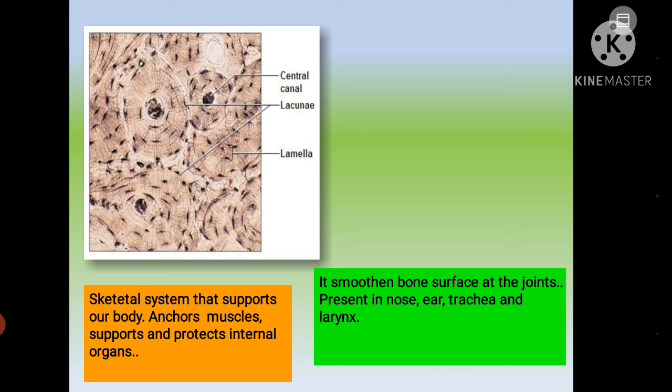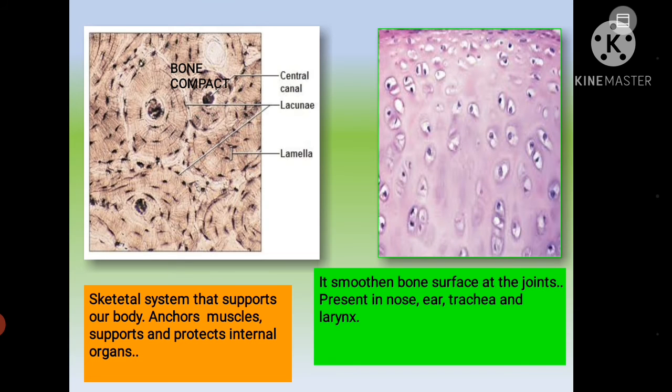So now if you look at the structure, we can see these concentric circle-like structures with a central opening. Now let's move on to the next type of connective tissue. What is it? It is the hyaline cartilage.